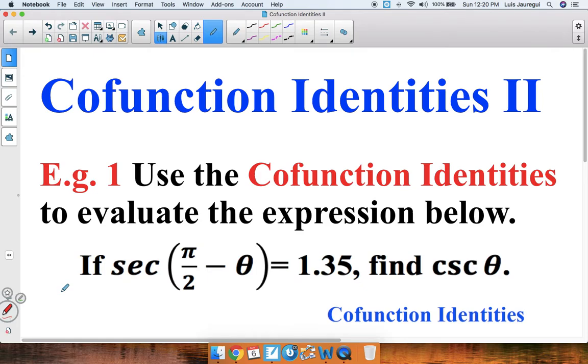Let's take a look at our first example. Use the cofunction identities to evaluate the expression below. If secant of pi over 2 minus theta is equal to 1.35, find cosecant of theta.